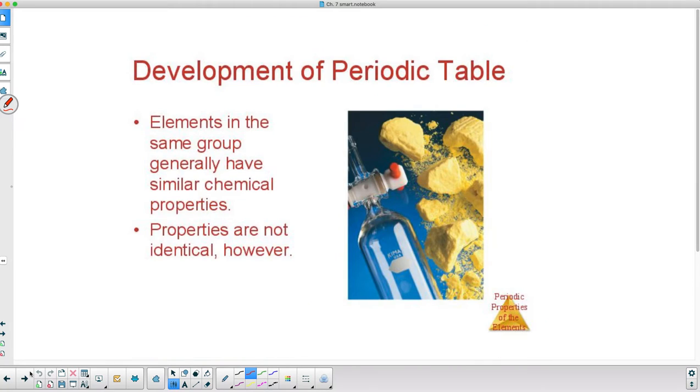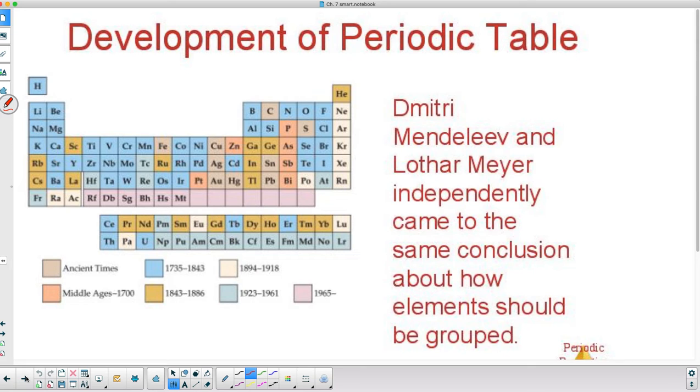So, development of the periodic table: elements in the same group generally have similar chemical properties. We've talked about this before, I believe. Properties are not identical, however, which means that there's a change as you go from the top of the group down to the bottom of the group. So, okay, let's talk about Dmitri Mendeleev and Lothar Meyer, who worked independently and came to the same conclusion about how the elements should be grouped.